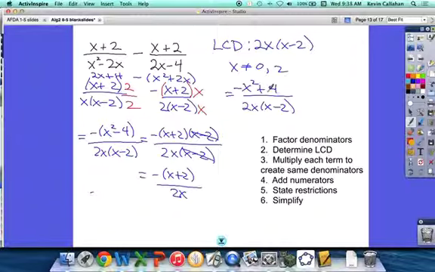My intent was there'd be a couple more Utry problems, but given the time, I'm not going to do those now. I will add them to the video and to the notes later. Okay. So we'll leave it at that.